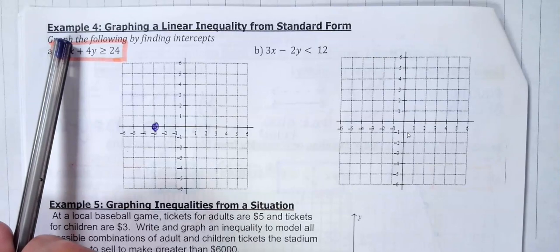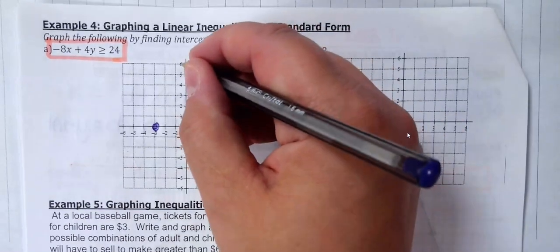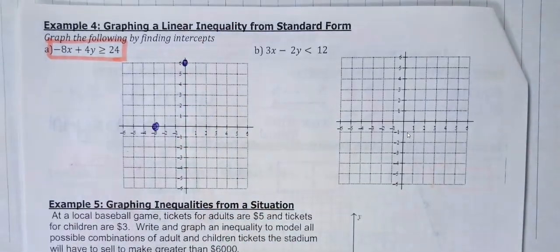Is everyone alive? What would my y-intercept be? It's a nice number, I promise. What do you think, John? 6. Okay, thank you. Now, since this is an inequality, I have to answer two questions: dashed or solid for my line, and then shade above or below.